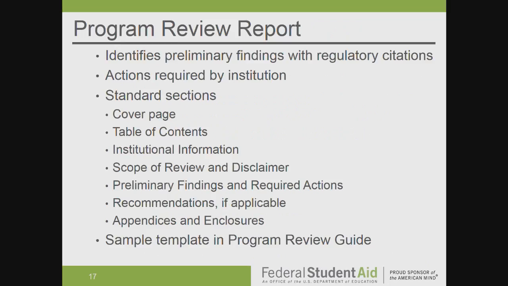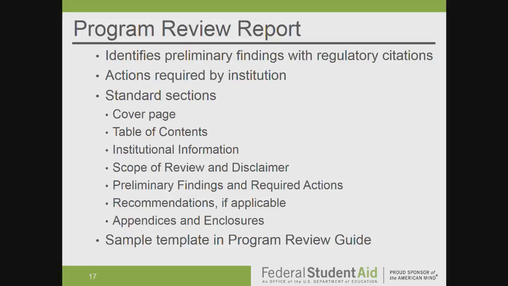If a program review report is issued, the report is usually issued within 75 days of the conclusion of the program review visit and will contain findings identified, even those the school was allowed to resolve prior to the report. Some of the standard sections here are self-explanatory.